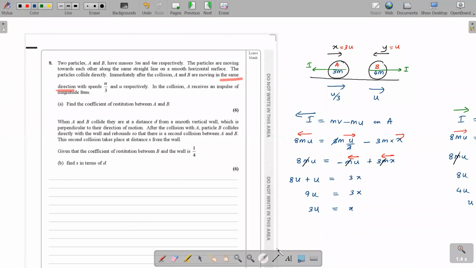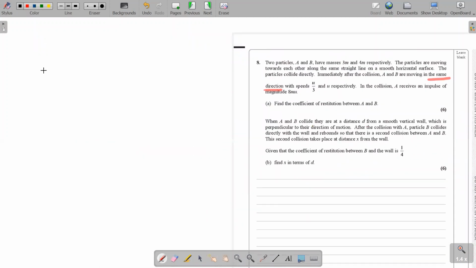Moving on to the next part, they say when A and B collide, they are at a distance D from a smooth vertical wall, which is perpendicular to their direction of motion. Okay, let me draw this. So we'll draw a series of diagrams for this question. Let me try to draw it as evenly as possible. So this distance is D. Are you with me? The distance from the wall to the place where A and B collide is D. This is at the initial stage.